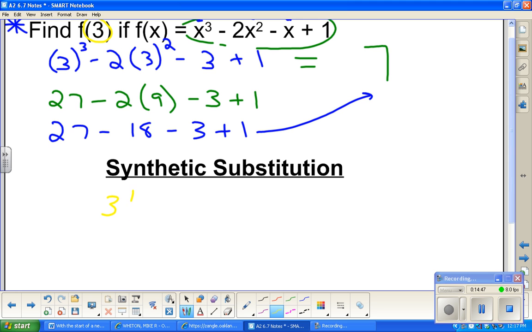So we use 3 in the box, and then we do the synthetic process exactly the same. The coefficients are 1, negative 2, negative 1, and 1. And the process is identical.